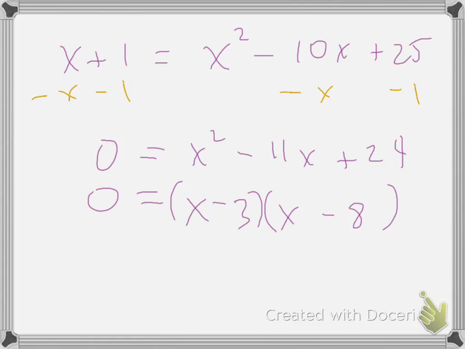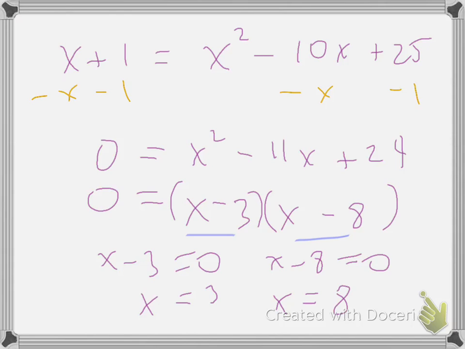The whole reason why we do that: the only way something times something makes 0 is if x minus 3 equals 0, or x minus 8 equals 0. And that means x can equal 3, or x can equal 8. Are those two legit answers? I don't know. I'm circling them now, but I better plug them into the original.